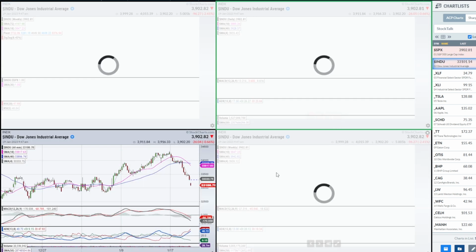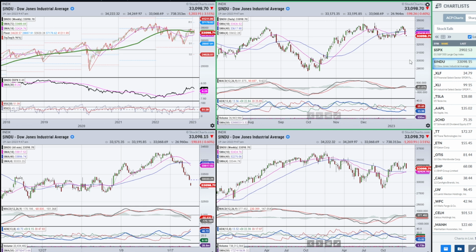Now, the reason why I want to talk about the Dow Jones real quick is, look at this, it's a totally different pattern. Where the S&P is making a lower high, we're seeing the Dow come down and make a higher high here. And then we pulled back and we made a kind of a pause.